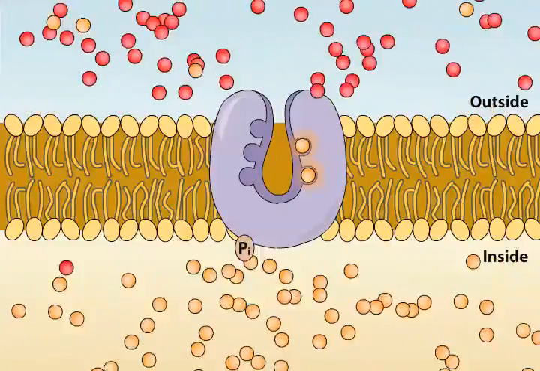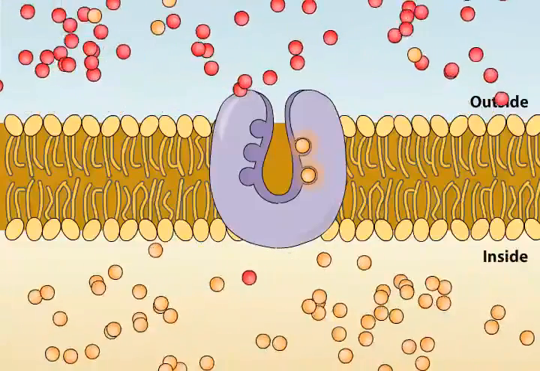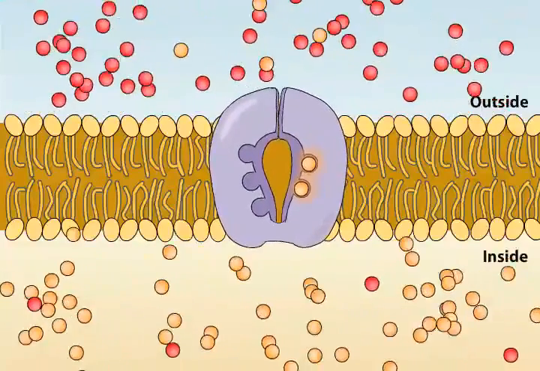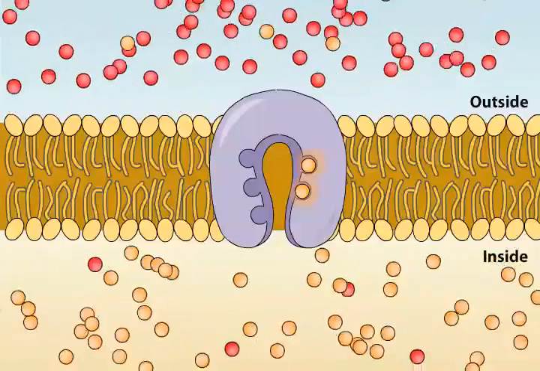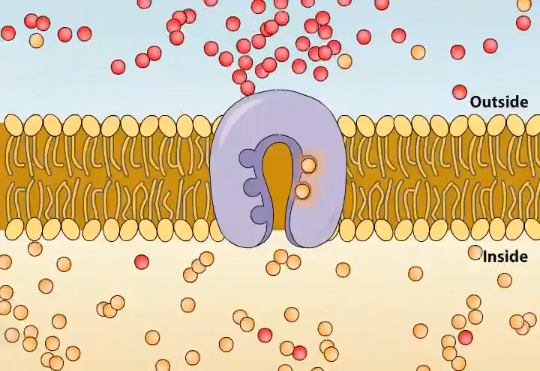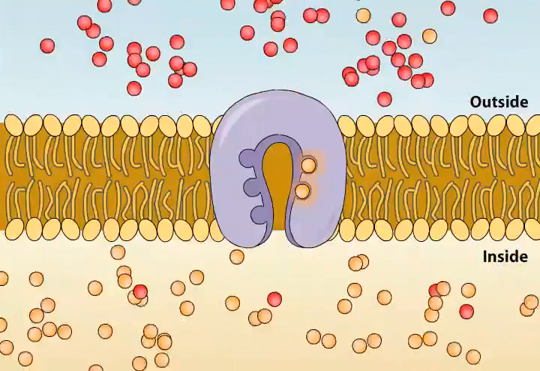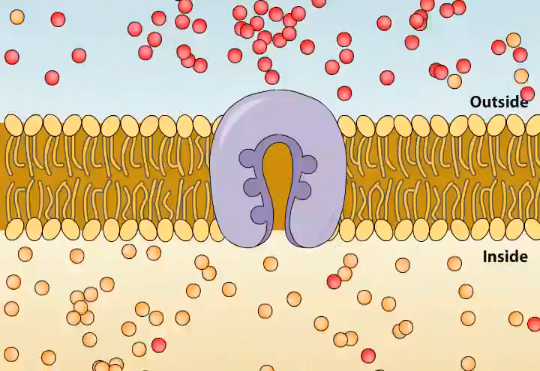Potassium binding triggers the dephosphorylation of the pump. Without the phosphate group, the pump returns to its original conformation. Back in its original conformation, the pump has a relatively low affinity for potassium, which it releases into the cell.